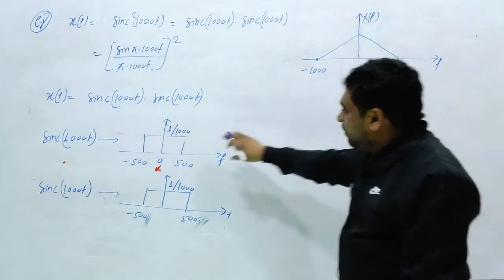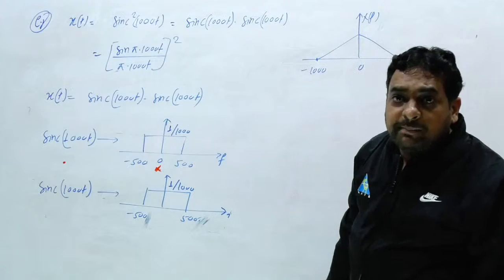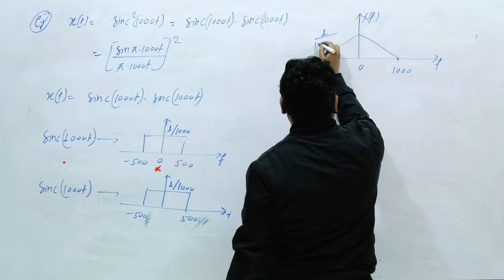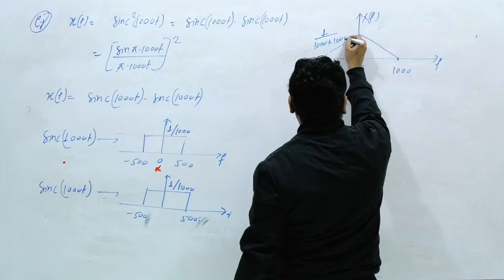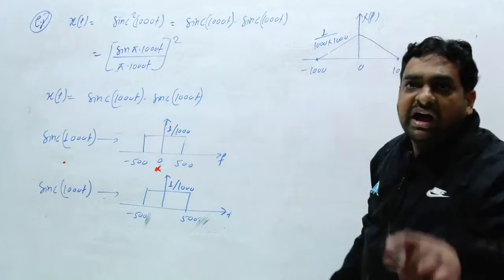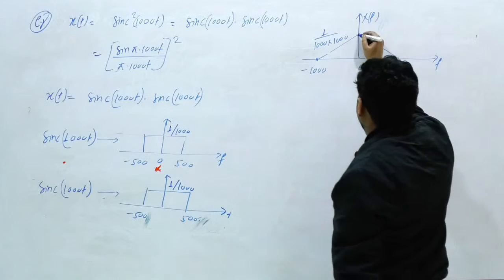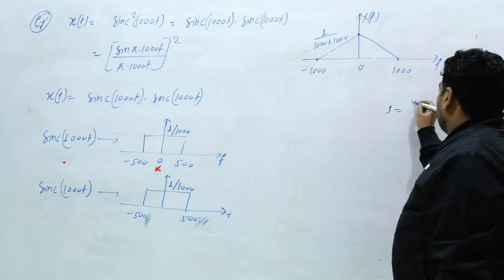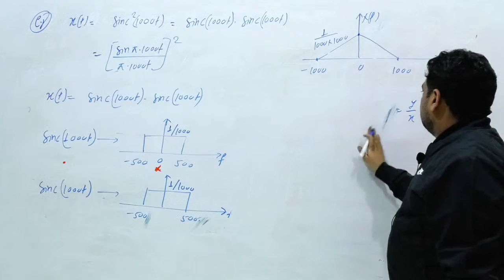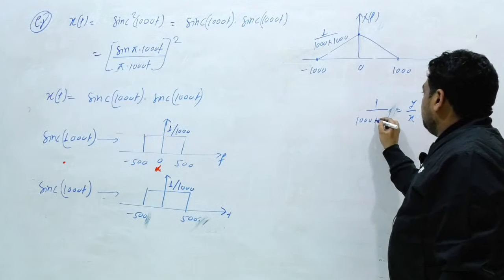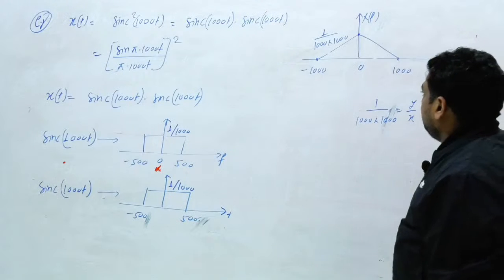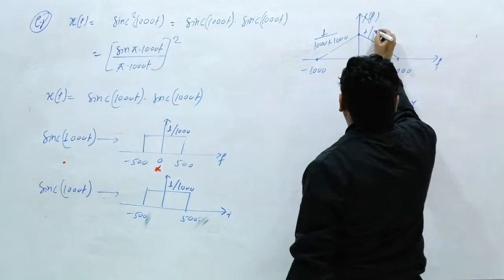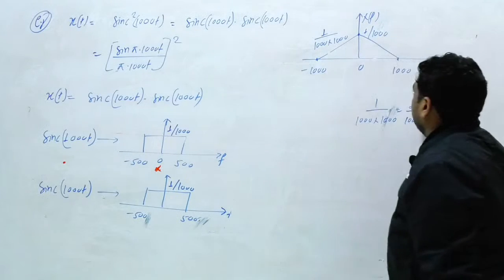What will be the slope? 1 upon 1000, into 1000. This is the slope. Now you can easily find out the height. Slope is equal to y by x, and slope is given as 1 upon 1000 into 1000. Y you have to find out, x is given 1000. Y will be 1 upon 1000. So this height will be 1 upon 1000.